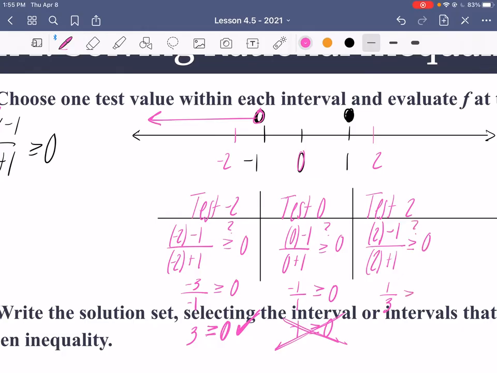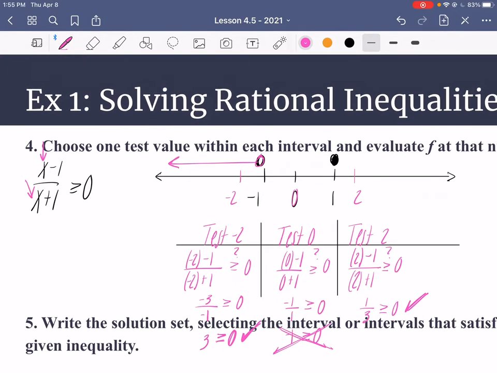Is that greater than or equal to 0? Yes, it is. Okay, so this interval also is a solution. And then we write down our final answer.